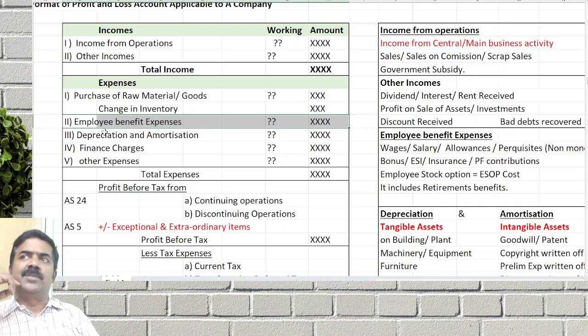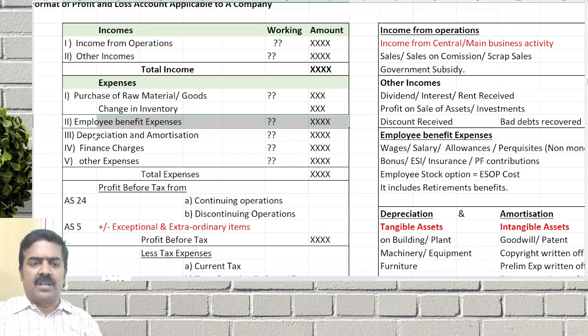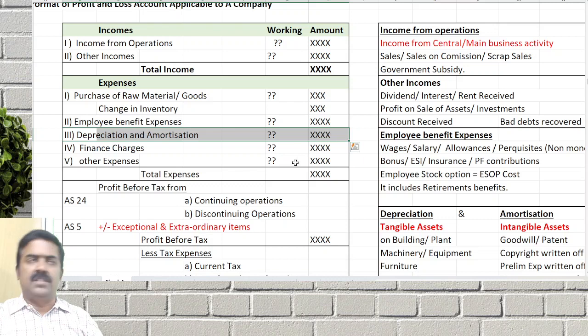What about directors' remuneration? There are two parts. One is directors' salary. Second is fees. Directors' fees will become other expenses. Salary will come over here. All depreciation and amortization here. All your intangible and tangible asset written off. Goodwill, patent right, copyright. Then building, plant, machinery and all.